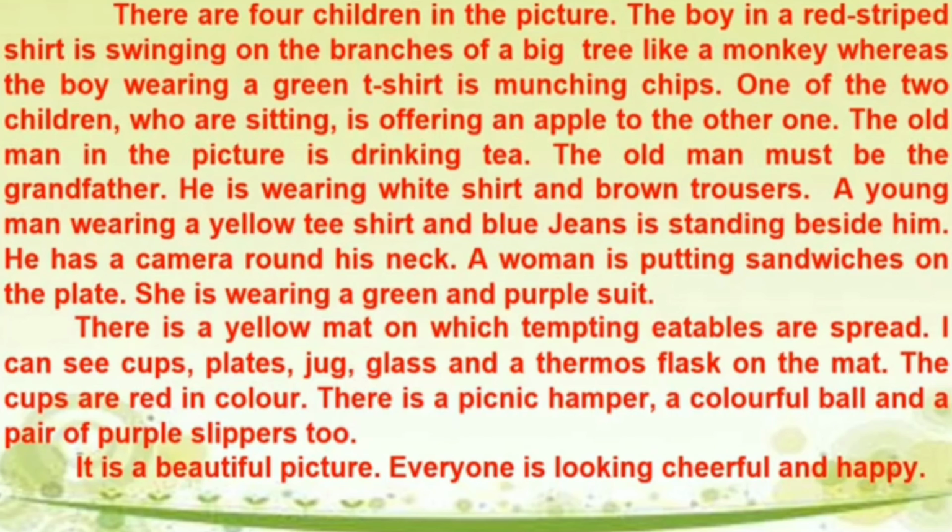The old man must be the grandfather. He is wearing a white shirt and brown trousers. A young man wearing a yellow t-shirt and blue jeans is standing beside him. He has a camera around his neck. A woman is putting sandwiches on the plate. She is wearing a green and purple suit. There is a yellow mat on which tempting eatables are spread. I can see cups, plates, jug, glass, and a thermos flask on the mat. The cups are red in color. There is a picnic hamper, a colorful ball, and a pair of purple slippers too.